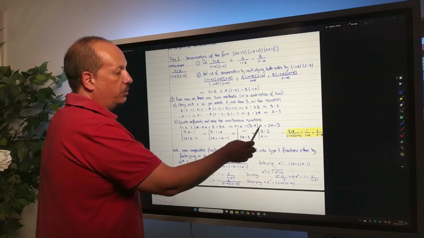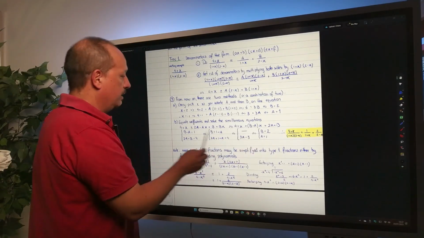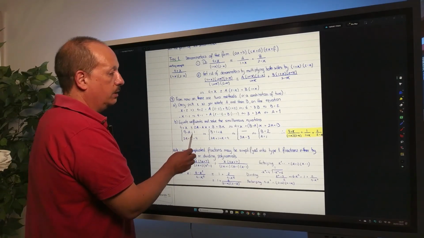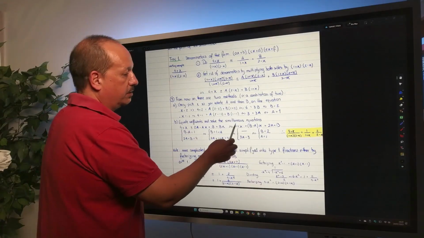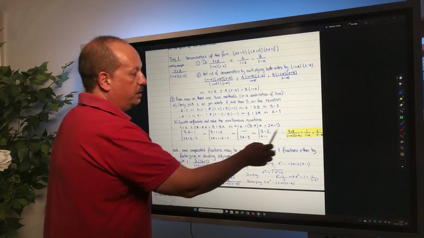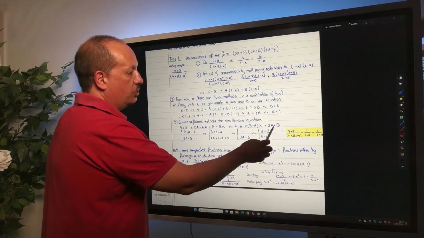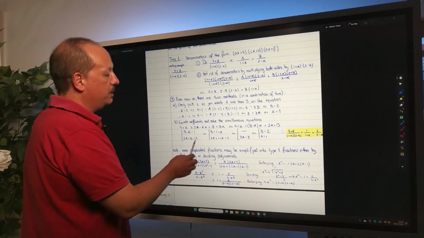What is the coefficient of x over here? It is b minus a. So b minus a must be equal to 1. I do the same thing over here. The term without x is 4. Here, this term without x is just 2a plus b. So 2a plus b must be equal to 4.